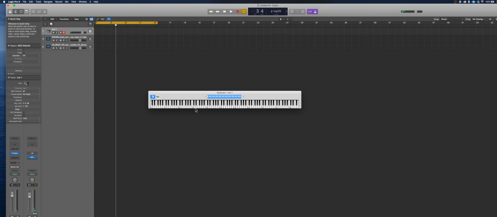So let's say we want to change this D minor 7 into a D major 7, right? D major 7, 9.